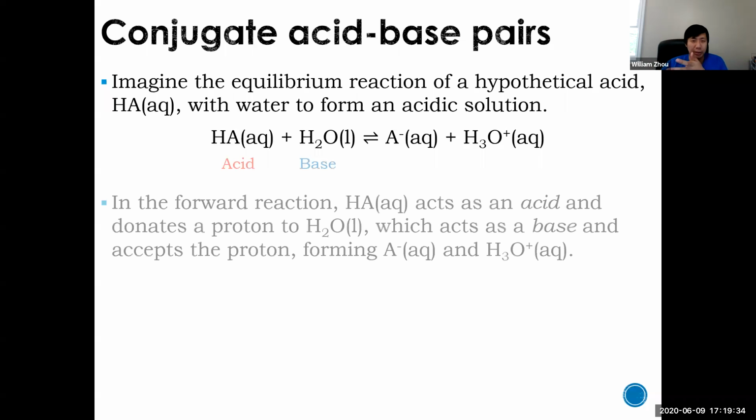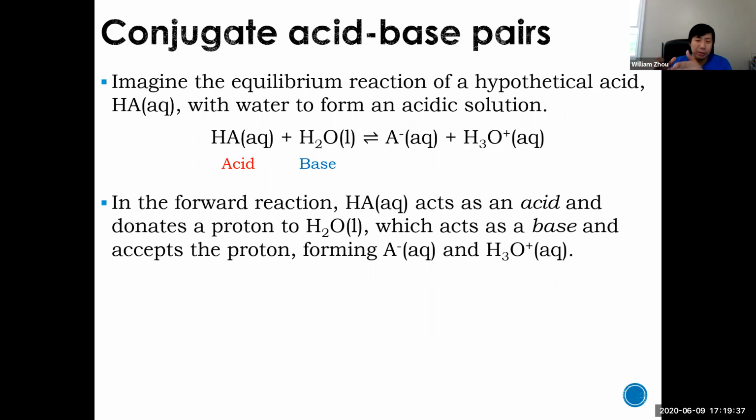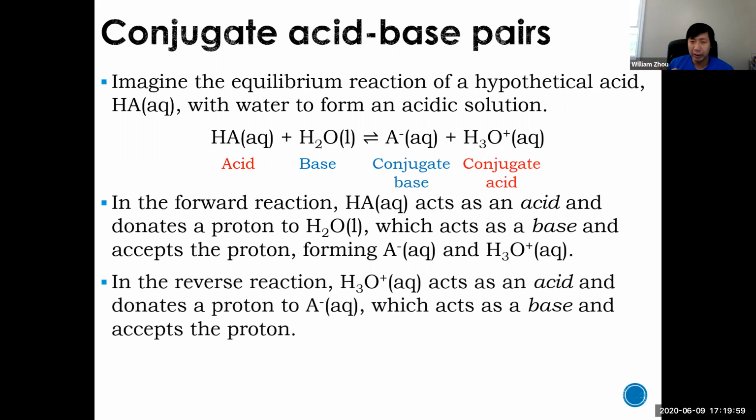So that's the base, right? Well, that's just the forward reaction. But we also have a reverse reaction. So in the forward reaction, HA is the acid, and it donates a proton to the base water, okay, which becomes H3O plus. But since this is equilibrium, you can also look at this in reverse. So in reverse, you would have A minus, a base, accepting a proton from H3O plus, which donates a proton, which is an acid. If you look at it in the reverse, then you have A minus as the base, H3O plus as the acid. And we call it conjugate base and conjugate acid.